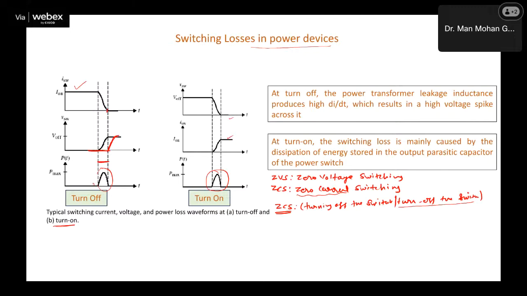Now here the current has become zero, and it will stay zero. And after that only the voltage is building up. So during this period, what will happen? Power will be zero, right? So it results in zero power loss during this switching period when it is getting off.